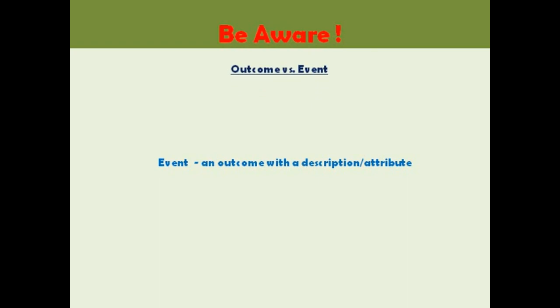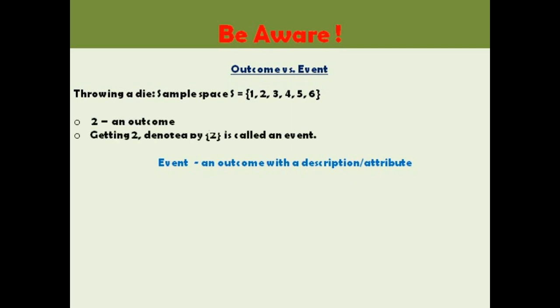Students sometimes take the two terms outcome and event for granted and use them interchangeably and end up with wrong answers while solving problems. Throwing a die, the sample space S is the set containing 1, 2, 3, etc. up to 6. 2 is an outcome. Getting 2, denoted by singleton 2, is called an event.